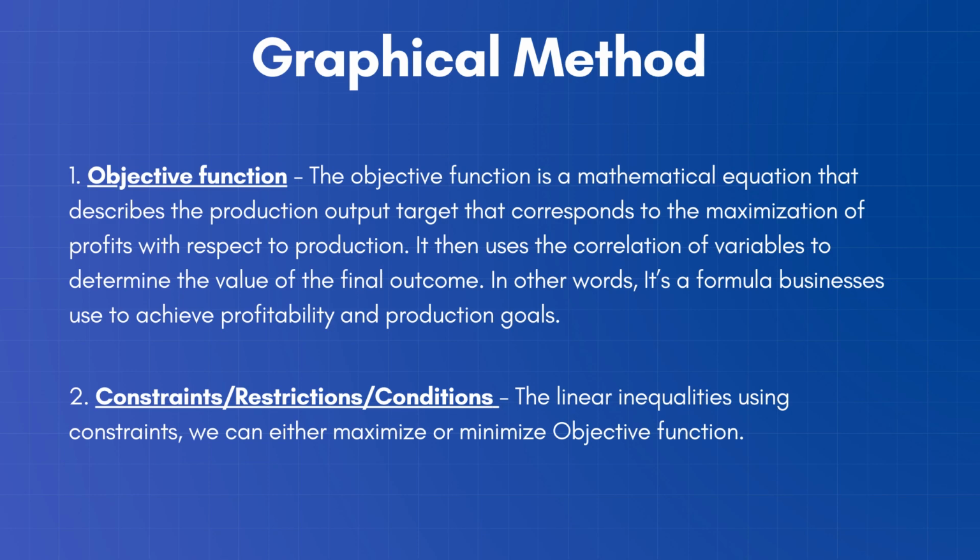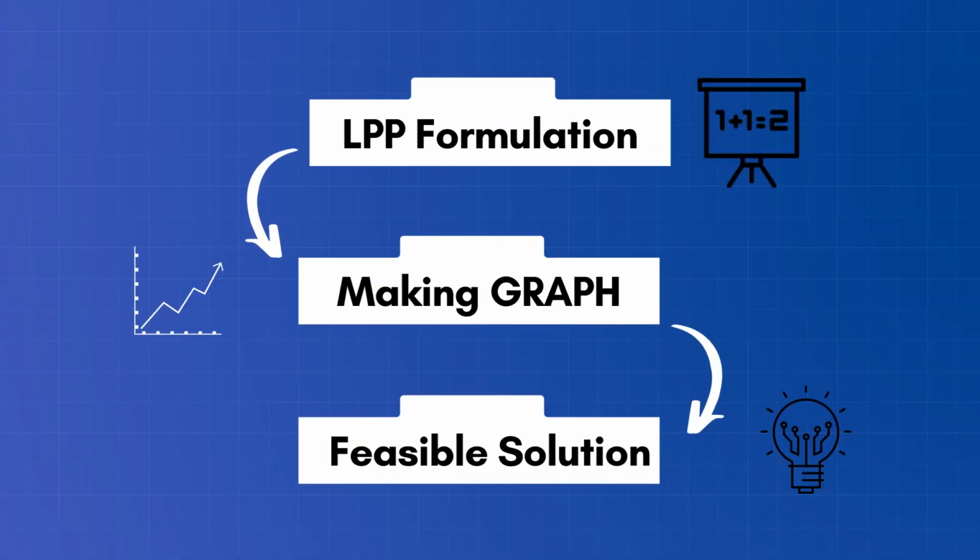Now, how to solve a LPP? There are three basic steps for solving a linear programming problem. First is formulation of the LPP. Second is drawing the graph including all constraints. And finally, finding the feasible region and checking the corner points. These three steps are used to solve a LPP using the graphical method.